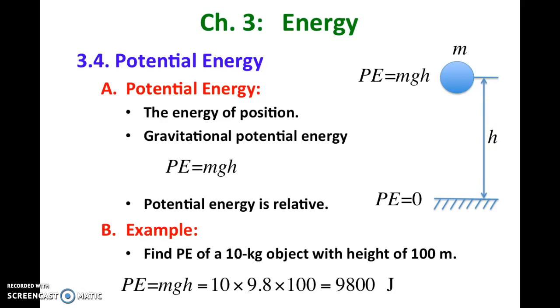Potential energy is relative because the position or height is relative. For example, find the potential energy of a 10 kilogram object with height 100 meters. From the potential energy formula, substituting mass as 10 kilogram and height as 100 meters, we have potential energy equals mgh equals 10 times 9.8 times 100 equals 9800 joule.